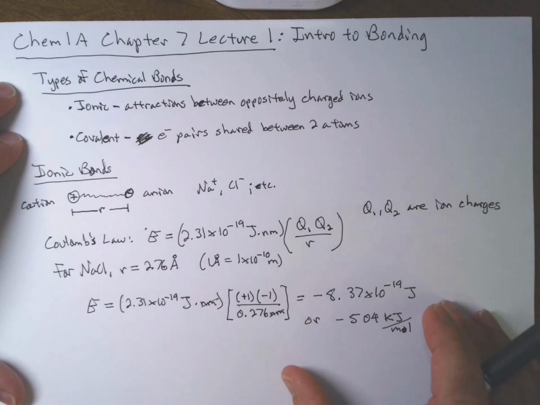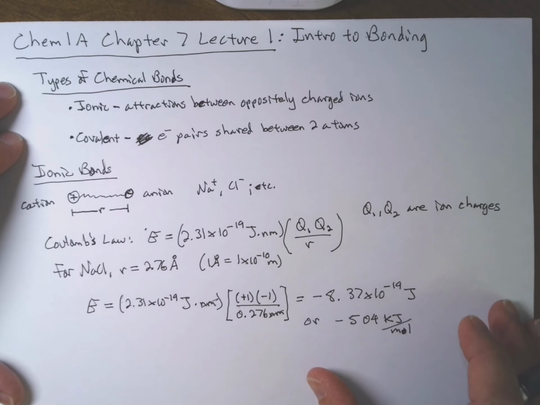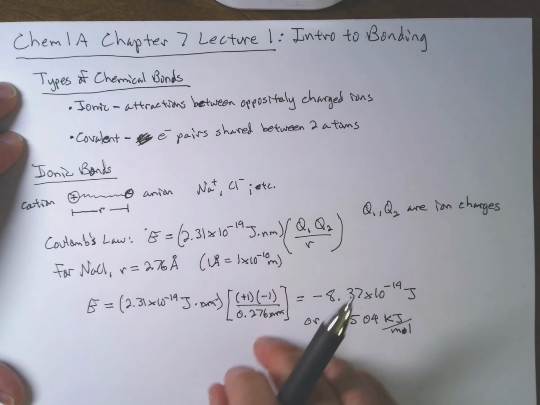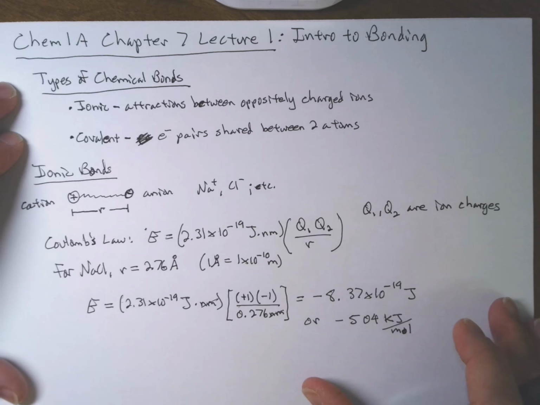So we see that this ion pair has a lower energy than separated ions, which is a good thing, or else ionic compounds would just fall apart. So again, the ions in the solid sodium chloride are more stable than the free ions floating around by themselves in space.